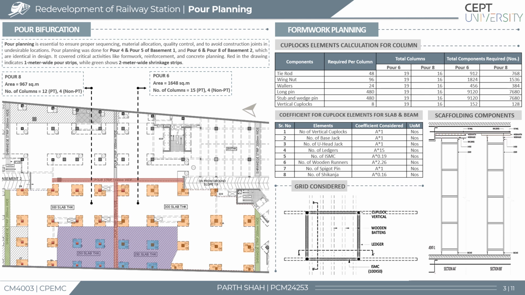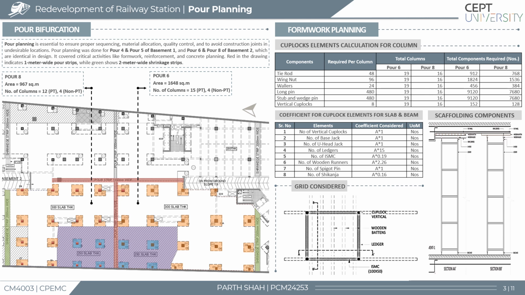Moving on with the pour planning, which is a critical aspect of construction sequencing. Proper planning avoids undesirable construction joints and ensures resource optimization. For this study, pour 4 and 5 from basement 1 and pour 6 and 8 from basement 2 were considered. These pours are identical in design, allowing consistent planning. The grid considered for calculation of couplock elements was 297 square meters.